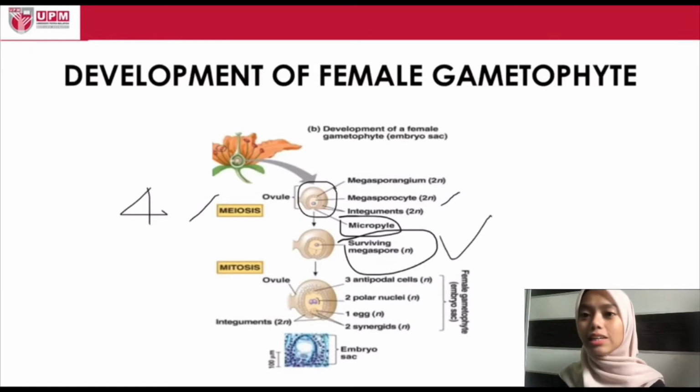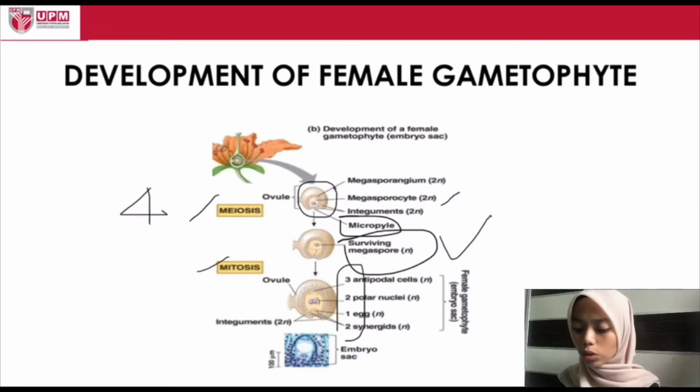Okay, the nucleus of the functional megaspore will divide mitotically until there are 8 nuclei in the female gametophyte. As we can see here, if we total up 3 plus 2 plus 1 plus 2, we get 8. And the female gametophyte or the embryo sac consists of 1 egg cell, which is associated with 2 synergid cells, 1 central cell with 2 polar nuclei, and 3 antipodal cells.